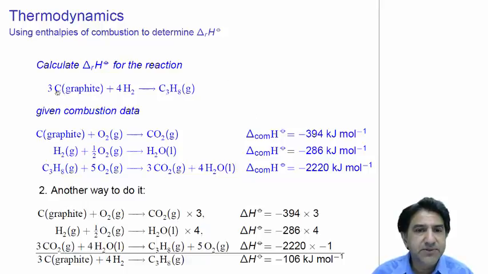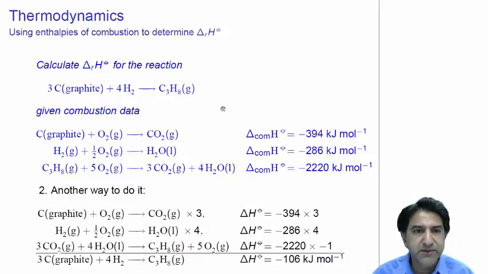So we have 3 carbons on the left, and here we have a reaction. In fact, it's the only reaction with carbon, but there's only one. So the only way we can add these 3 reactions together to get this first reaction is to take 3 times the first reaction. So here we have the first reaction, all times 3, and we note that the delta H for 3 lots of this reaction is 3 lots of the single reaction. So 3 times 394 is the delta H for 3 lots of carbon with oxygen combusting to give you 3 lots of CO2.